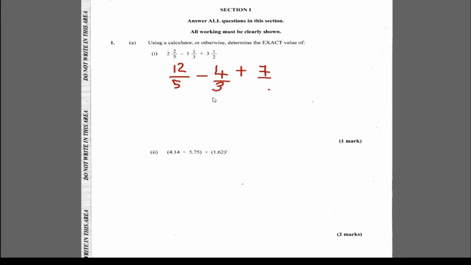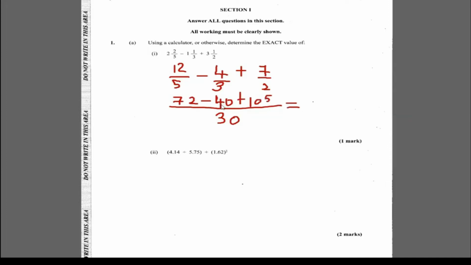Then you just find the LCM between 5, 3, and 2, and that looks like 30. Let's go with 30. 5 into 30 goes 6 times, 6 times 12 is 72. Then 3 into 30 goes 10 times, so we get minus 10 times 4, which is 40, so minus 40. Then 2 into 30 goes 15 times, and 15 times 7 is 105.